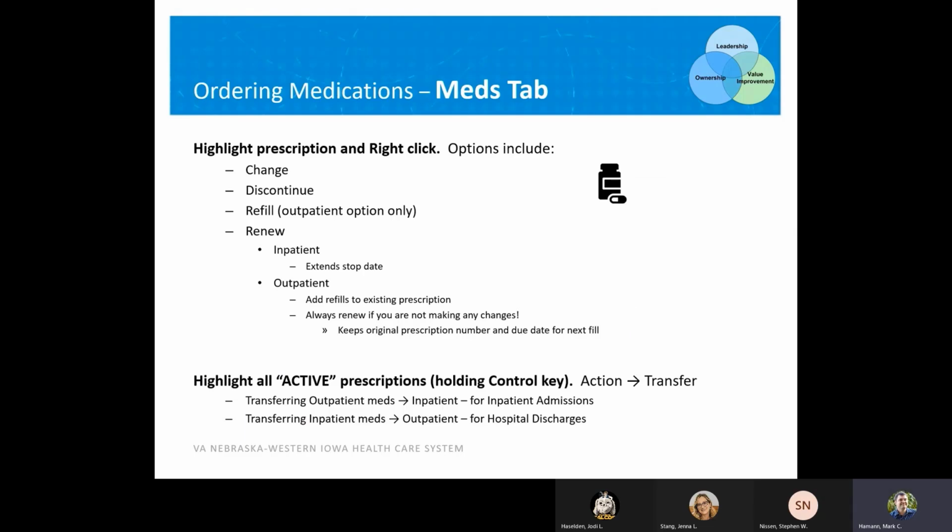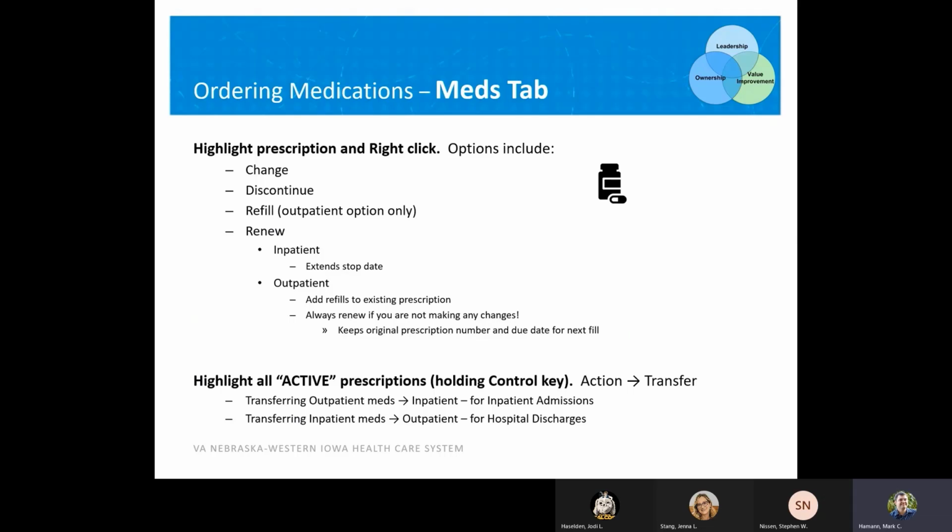So that's how you order medications through the order tab. There's another way to order medications also through the medication tab. And what you're going to do here is you're going to highlight the prescription, you're going to right click, and then either you can click the change, discontinue, refill, renew, etc.